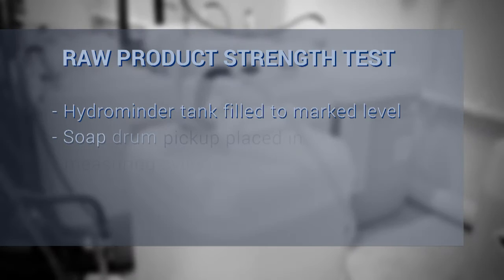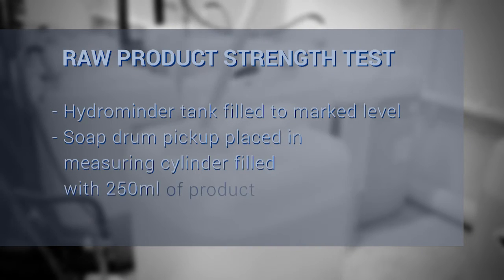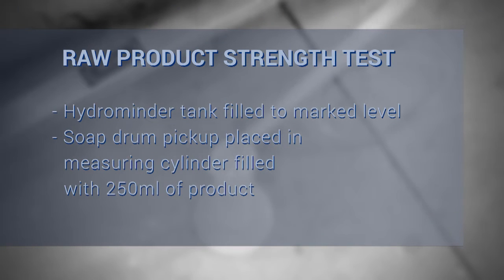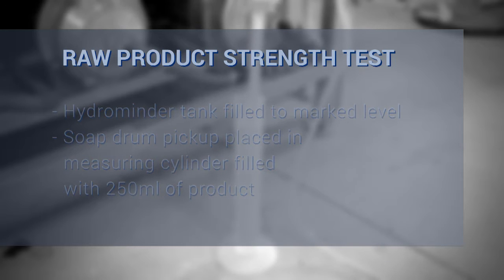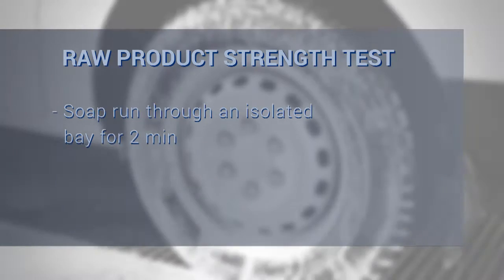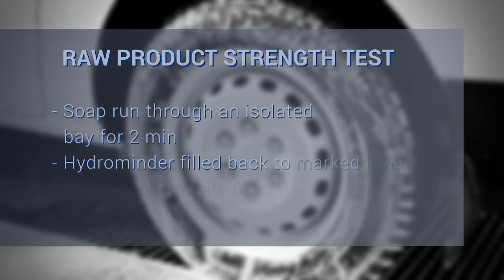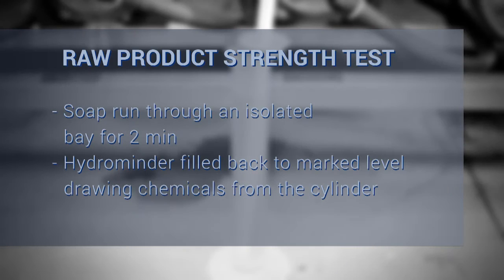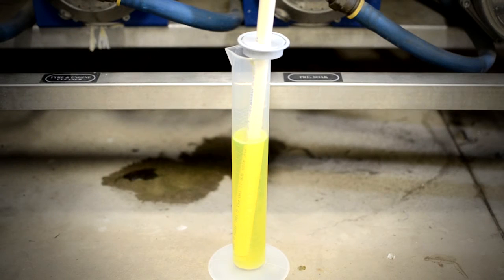We fill the hydrominder tank to the marked level, then close the tap on the inlet. Next, we take the pickup from the soap drum and place it in the measuring cylinder that we've filled with the noted volume of the product, which in this case is 250 milliliters. For 2 minutes, we run the soap through an isolated self-serve washing bay. We then open the tap and the hydrominder. We fill it back to the marked level, and as it fills, it draws the chemical from the cylinder. Once it's filled, we remove the pickup from the measuring cylinder and take another reading.